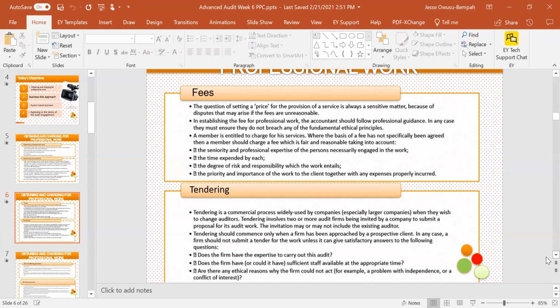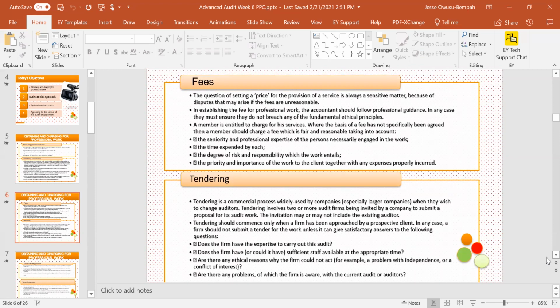The tendering process should commence only when a firm has been approached by a prospective client. It's very, very important. There are some questions that must be asked by the company. If you are going to engage an auditor, number one is, does the firm have the expertise to carry out this audit? Do they have the knowledge to carry out the audit? Does the firm have sufficient staff, so people, available at the appropriate time?